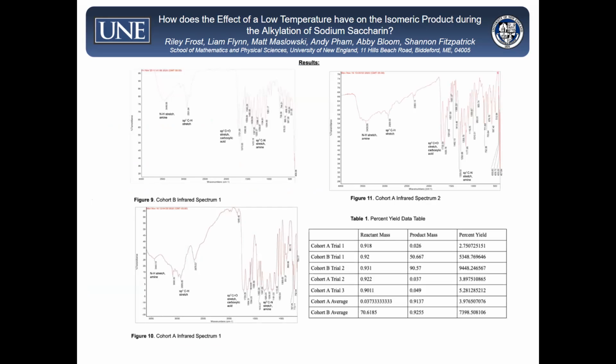So this is our results. As you can see, there are 3 IR spectrums, and then there's a table that shows the percent yields for each trial and an average.